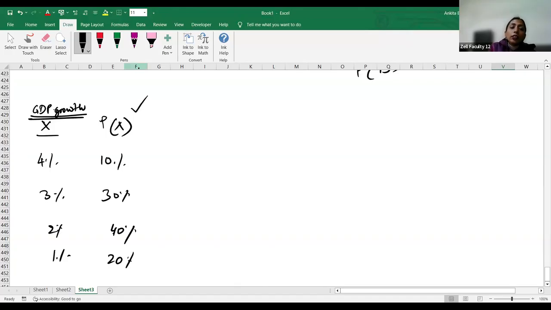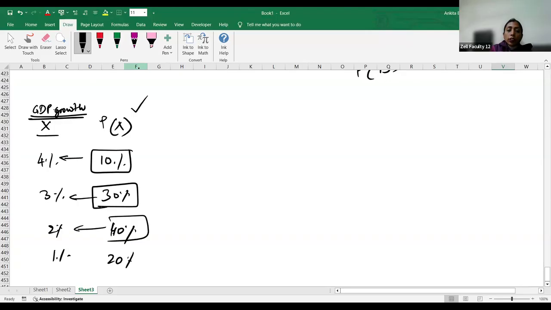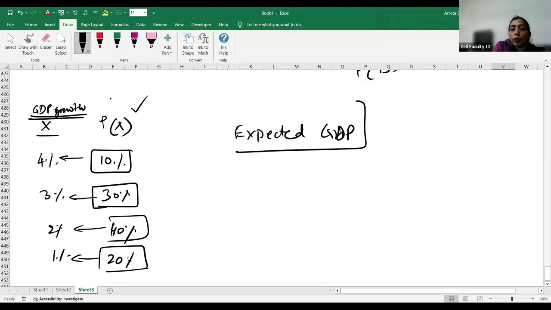I'm expecting that the 10% chance of probability of GDP to be growing at 4, 30% chance of GDP to be 3, 40% chance of GDP to be 2, and 20% chance that the GDP will be 1. Okay. So these are the GDP growth rate expectations, probability distributions that I have created. Now, can you tell me how much GDP can I expect? What is the expected level of my GDP? How would you get expected level of GDP now?